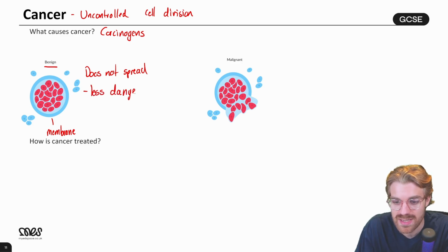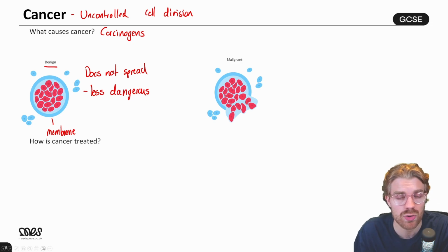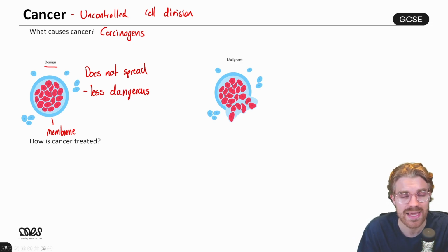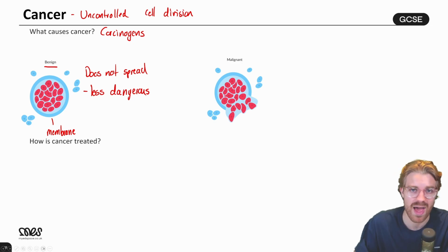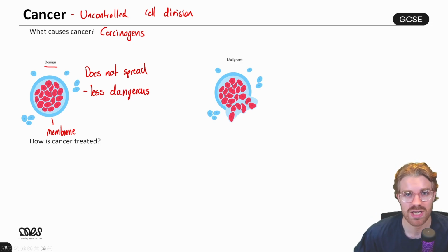That does not mean that it is completely safe, because depending on where the benign tumour is, it could grow to be such a size that it puts pressure on other organs. Some patients might have had benign tumours the size of a football removed from their abdominal cavity because it is putting pressure on their stomachs, their intestines, their kidneys perhaps.